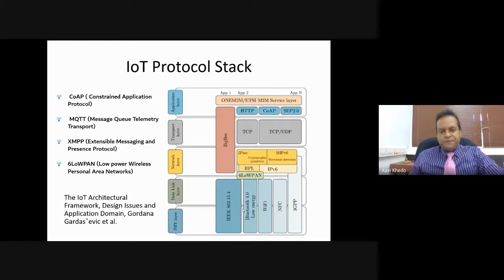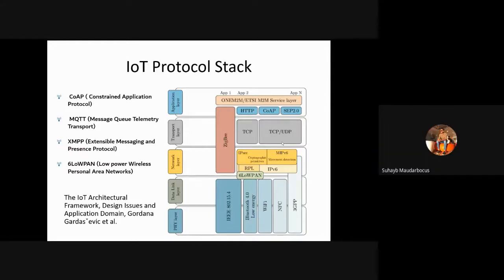Why not Wi-Fi? Why IEEE 802.15.4? And what is this IEEE 802.15.4? Why is it more suited for IoT devices? I can't hear anything. Try, even a wrong answer is no problem. At least try.